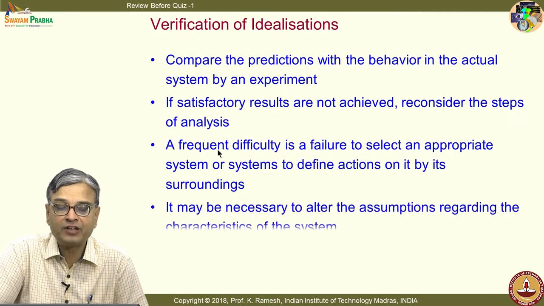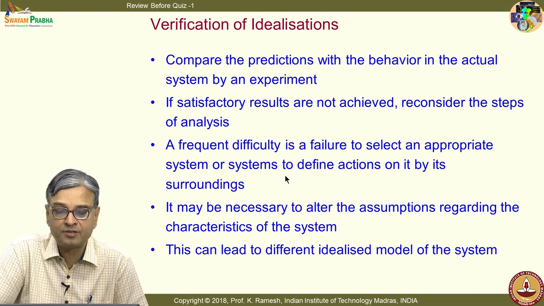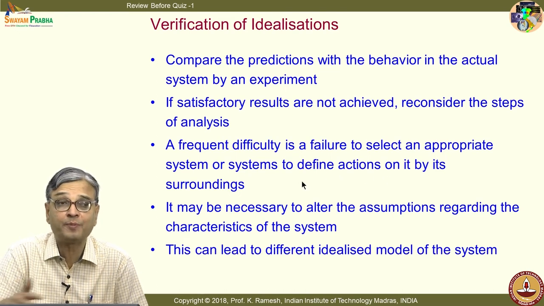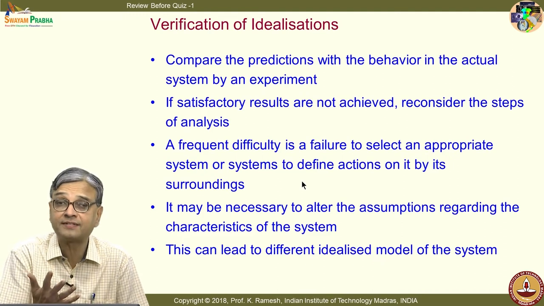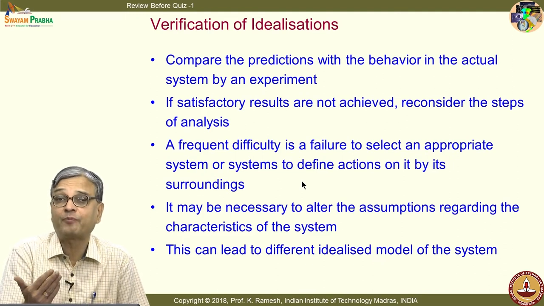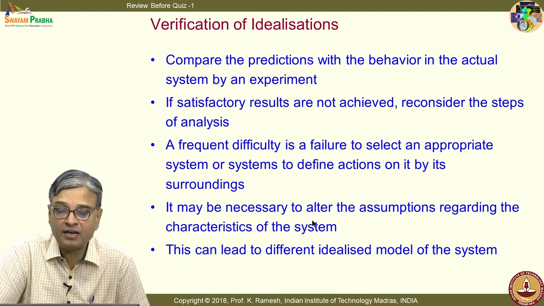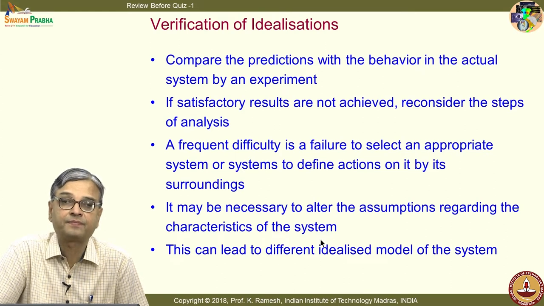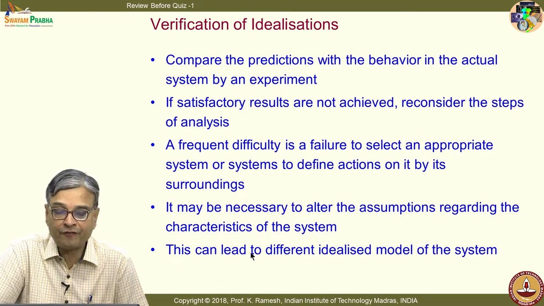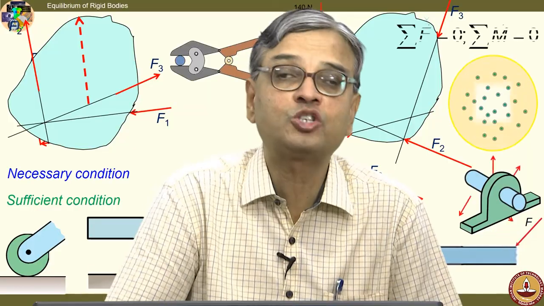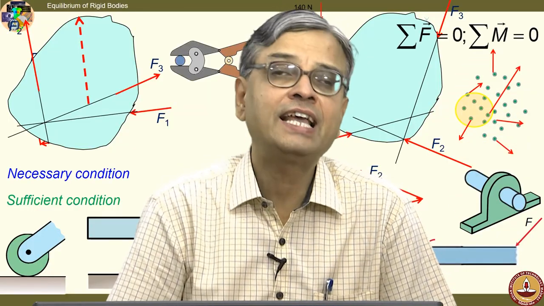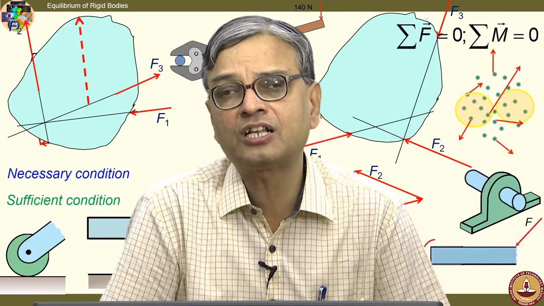A frequent difficulty is a failure to select an appropriate system or systems to define actions on it by its surroundings. So, there could be a problem in what you identify as a system. This is one type of problem that you may encounter. It may be necessary to alter the assumptions regarding the characteristics of the system. This can lead to a different idealized model of the system. This is what we had seen in the nice example of the universal joint.